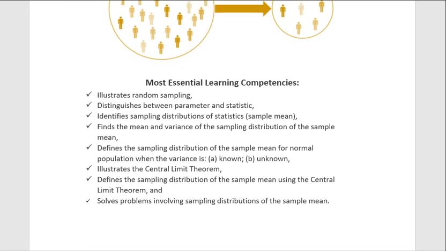The most essential learning competencies for this module are: illustrate random sampling, distinguish between parameter and statistic, identify sampling distributions of a statistic, find the mean and variance of the sampling distribution of the sample mean, define the sampling distribution of the sample mean for normal population when the variance is A, known, and B, unknown. Illustrate the central limit theorem, and define the sampling distribution of the sample mean using the central limit theorem, and finally, solve problems involving sampling distributions of the sample mean.